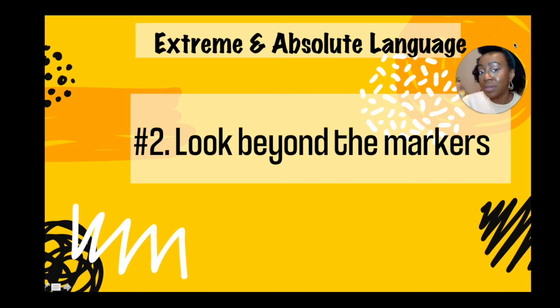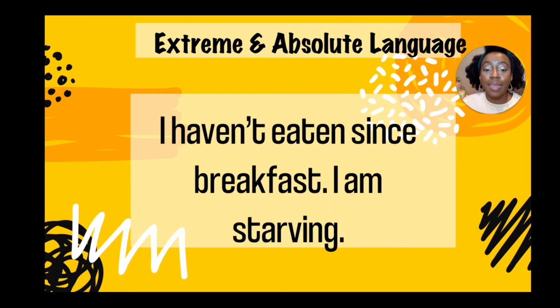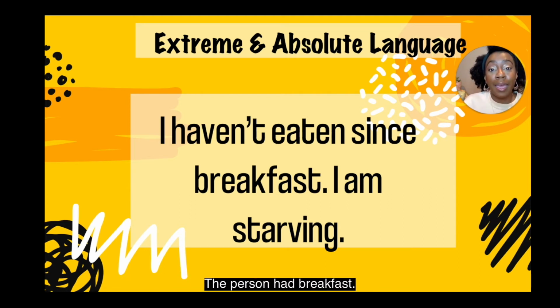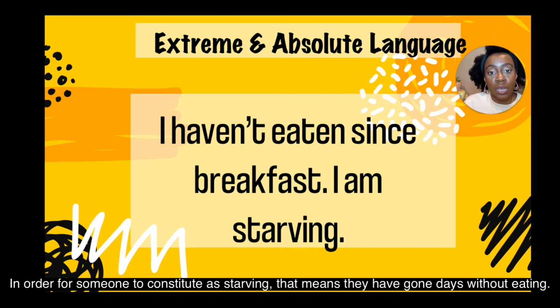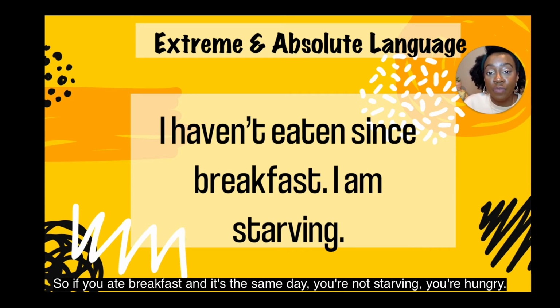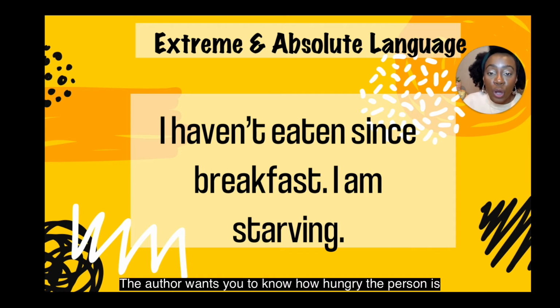Number two, look beyond the markers. Sometimes there are no markers to help you find examples of extreme and absolute language. Let's look at some examples. I haven't eaten since breakfast. I'm starving. The extreme and absolute language is "I am starving." The person had breakfast, right? For a person to constitute as starving, that means they've gone days without eating. So if you ate during breakfast, you're not starving, you're hungry. However, the author wants you to know how hungry the person is.